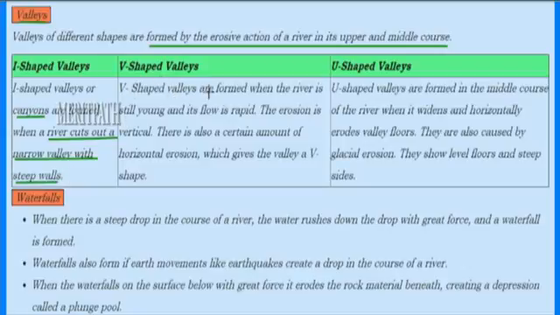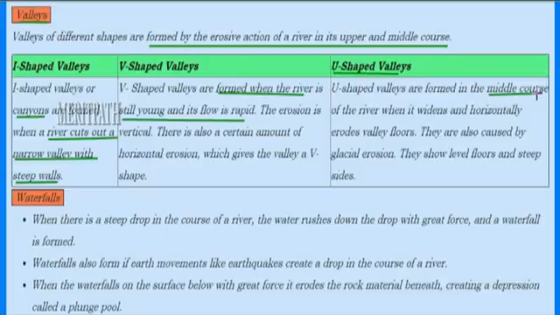Next is the V-shaped valley. V-shaped valleys are formed when the rivers are young and flowing continuously. So this erosion is a vertical type of erosion in the V-shaped valleys, and horizontal erosion is also there. This erosion gives the river a V shape.